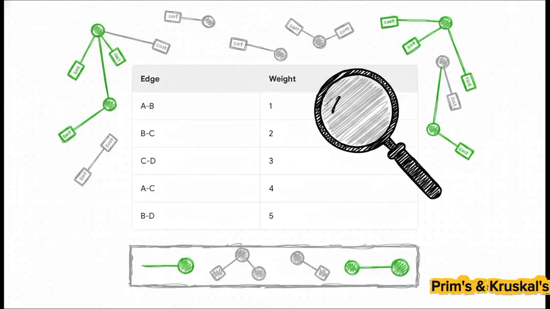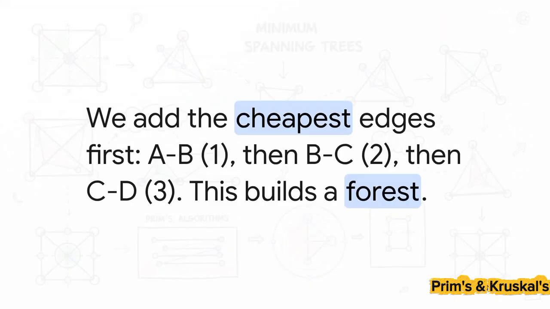See, Kruskal's doesn't start in one spot and grow. No, the very first thing it does is look at every single edge in the entire graph, all at once. And it sorts them in a big list from the cheapest to the most expensive. It wants to know all the best deals before it does anything else. So once we have that sorted list, we just go down it one by one.